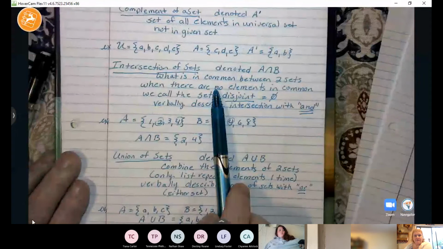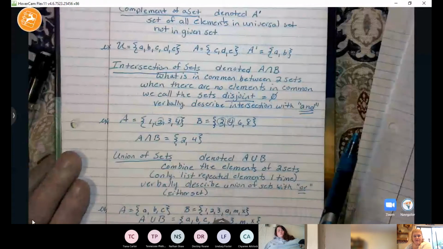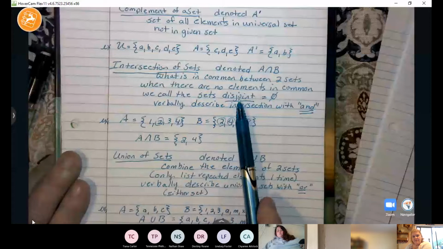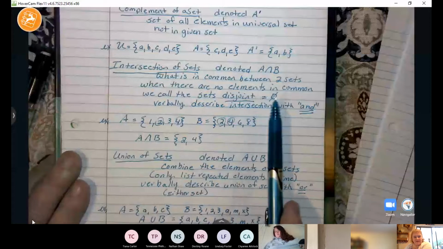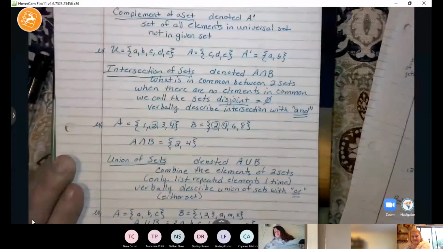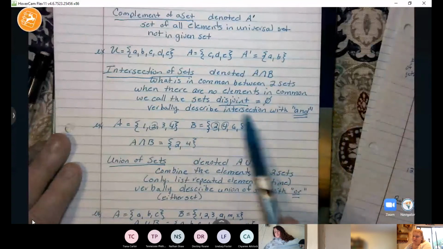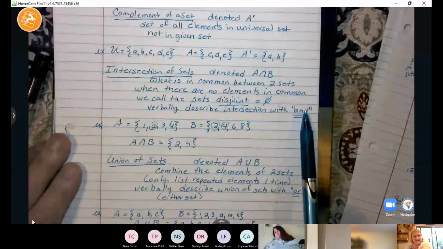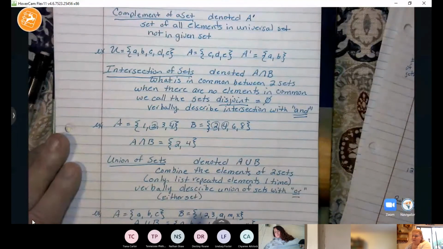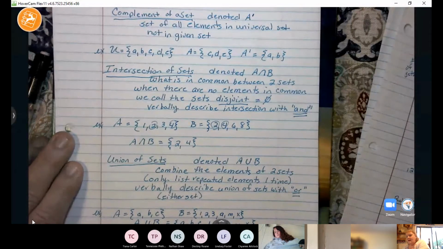Intersection, we're looking for what's in common between the 2 sets. We use that term disjoint. If they don't have anything in common, it is the empty set. When we are using intersection verbally, we look for that word and to indicate it's an intersection. Verbally for union, we're looking for that word or to tell us it is a union.